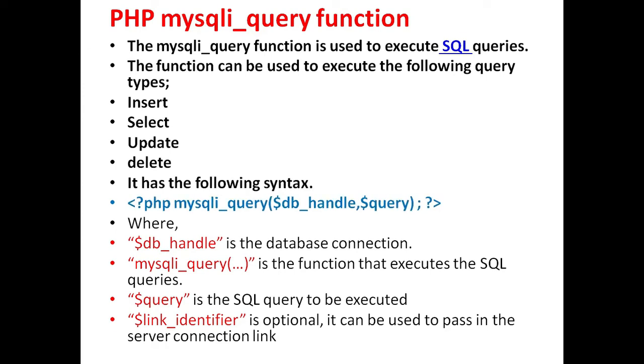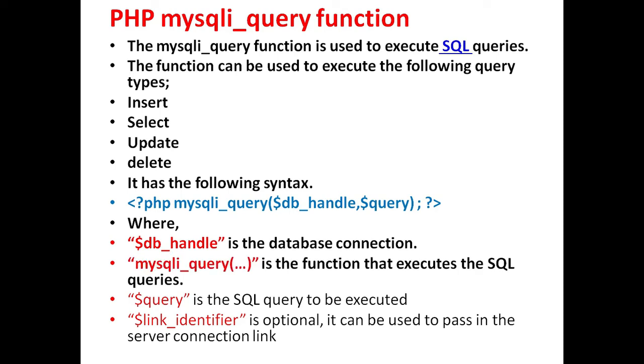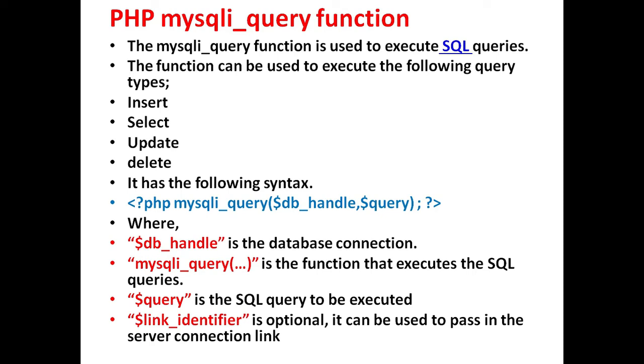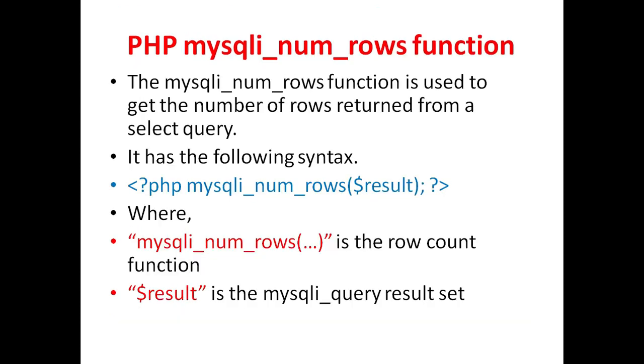General syntax for MySQLi query function is MySQLi query, db handle, that is the connection, and the query string. Here db handle is the database connection. MySQLi query is the function that executes the SQL queries, and query is the SQL query to be executed. Here also you can give the link identifier, which is optional, which can be used to pass the server connection link.